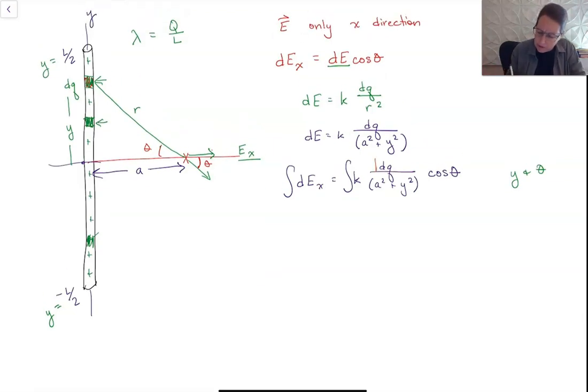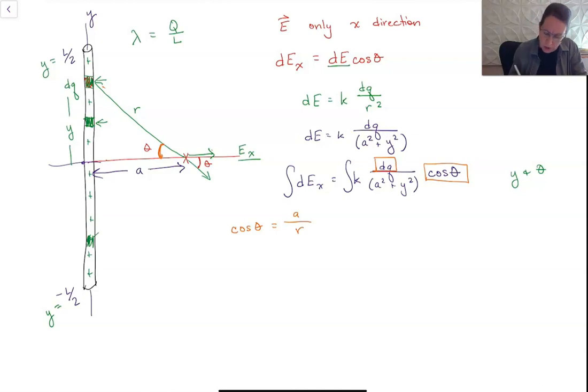My goal is to figure out how to write that in terms of a y, because that looks like a variable, and I need a dy, and how to write that in terms of y. So we'll start with the cosine. So cosine of theta, that would be the adjacent over the hypotenuse. So that would be a, which is not y, over r.